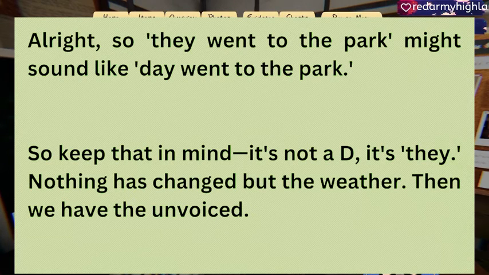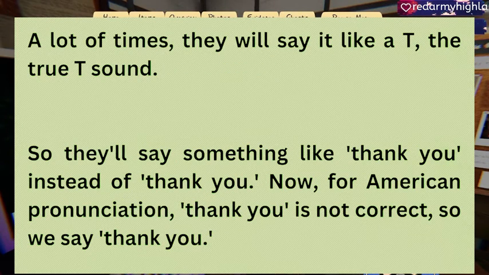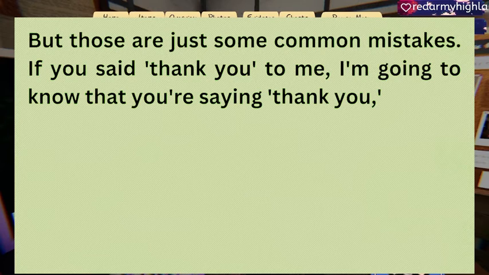Nothing has changed but the weather. Then we have the unvoiced. A lot of times they will say it like a T, the true T sound. So they'll say something like "tank you" instead of "thank you." Now, for American pronunciation, "tank you" is not correct, so we say "thank you." But those are just some common mistakes. If you said "tank you" to me, I'm going to know that you're saying "thank you."